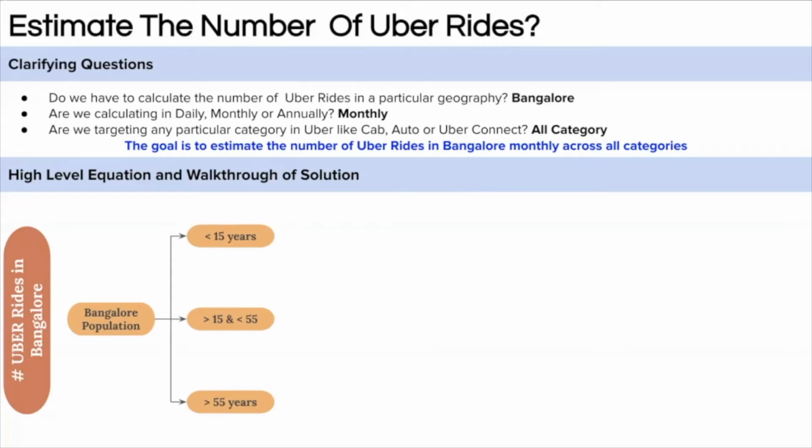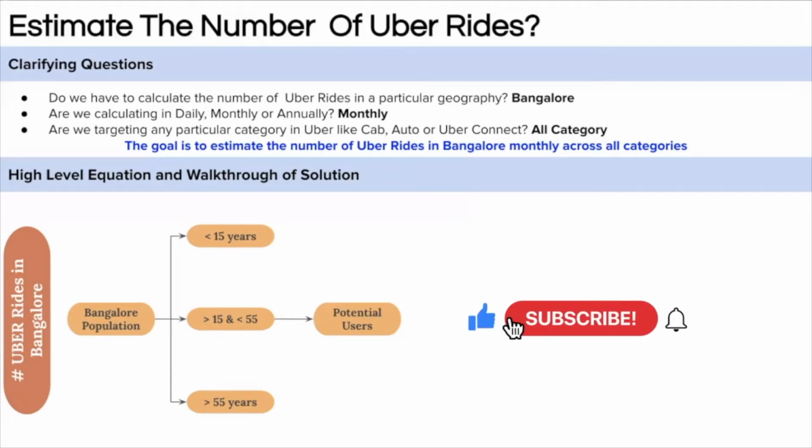Why have I bifurcated into 3 categories? Because I will assume that people less than 15 or more than 55 will not use Uber or hardly use Uber. So we can neglect that. After that, for people who are between 15 to 55, we will think about the potential users who use ride-hailing services like Uber, Ola, or Rapido, and some other services like BluSmart as well.